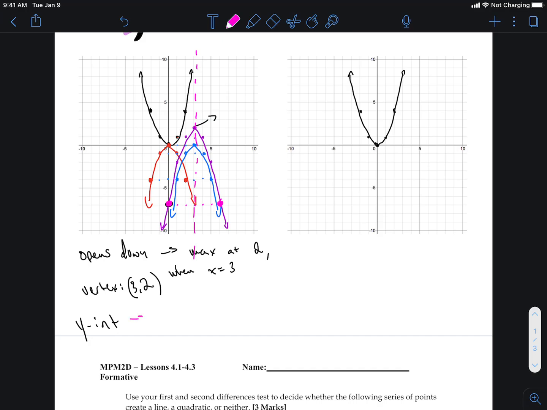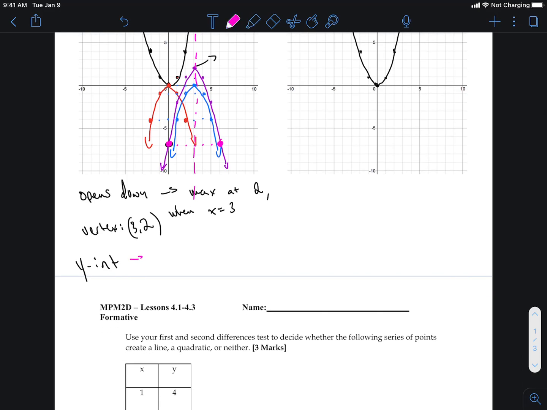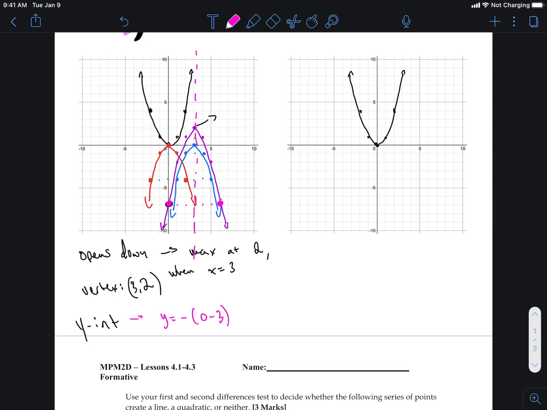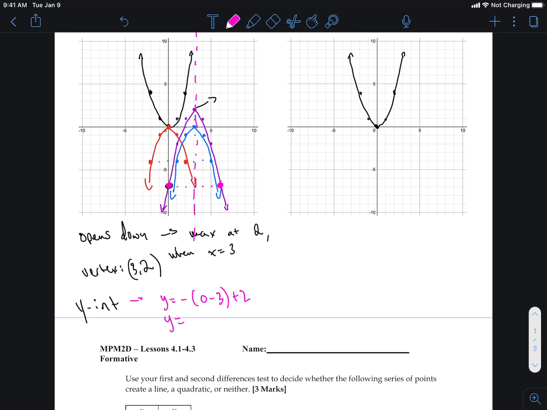So how do we find the y-intercept? What's the x value along here? Can anybody tell me? What's the x value? 0. So if I plug in x equals 0 into the equation, I should get out a y value, specifically the y-intercept, where it crosses the y-axis. So let's just do that. y equals, what's the equation? Negative (0 minus 3) squared plus 2. So y equals negative 3 squared plus 2. There you go. There's your y-intercept. That's 7. Right there. Negative 7, sorry.